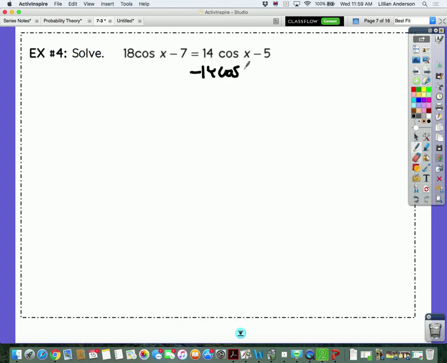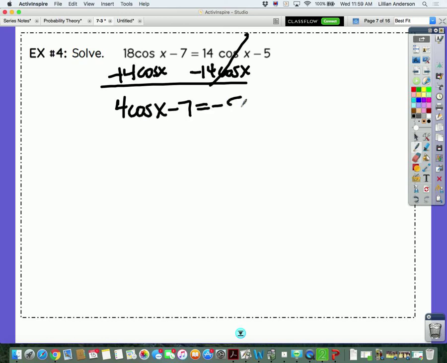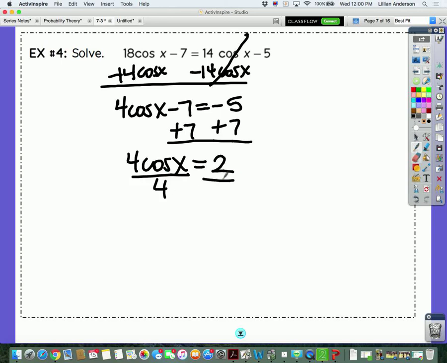Subtract 14 cosine x. And realize, guys, that x is attached to the cosine, so you can't just subtract 14 cosine. You've got to take the x with it. So what's 18 minus 14? So you have 4 cosine x minus 7 equals negative 5. Add 7. It's your old school rules of solving equations. It's just now, instead of being an x, it's a cosine x or a sine x or a tangent. That's 2. We divide both sides by 4.